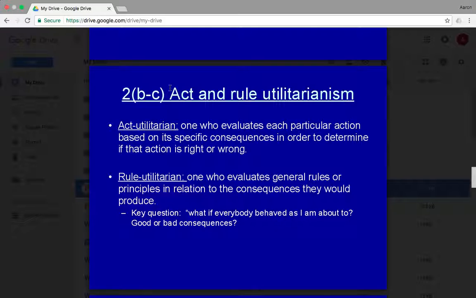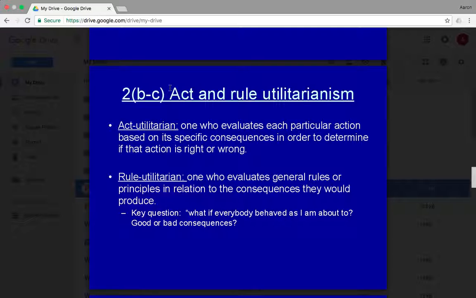Utilitarianism comes in two basic forms. The act utilitarian is one who thinks that we evaluate each particular action based on its specific consequences in order to determine if that action is right or wrong. So for example, let's say that a very poor person is contemplating stealing food in order to feed herself and her family. Let's also stipulate that this person has no other way of obtaining food.